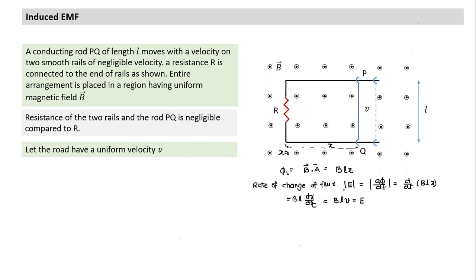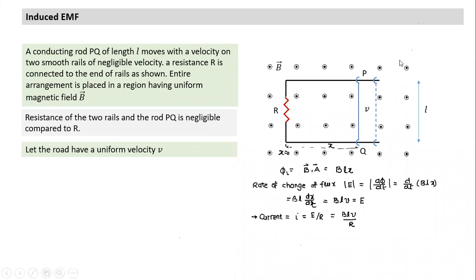Okay. So this is the induced EMF. Then the induced EMF will lead to current. How much will the current be, and what will be the direction of current? The current I will be equal to E by R. Can you mark the direction of current here? Is the flux increasing or decreasing in this case? Flux is increasing.